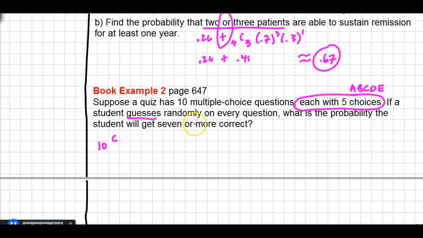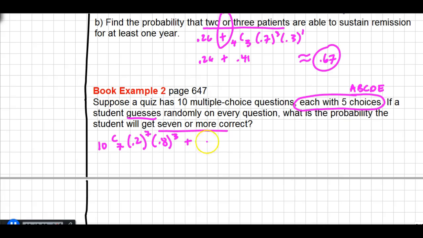We're trying to get 7 or more, so we're going to have to write this out multiple times. Make sure you have a lot of space here. So we're going to start with 7 successes. For 0.2 or 1/5, I'm going to raise to the 7. The complement to that is 0.8, of course. And so this one would get raised to the 3 because the 7 and the 3 have to make the 10. Then we would add to that 8, 9, and 10 successes.